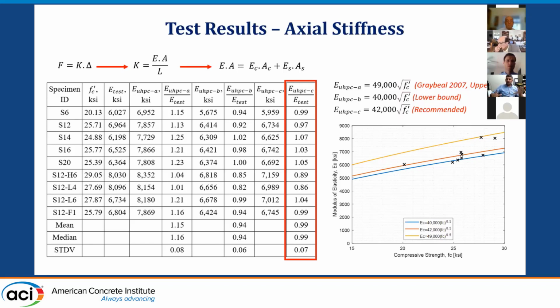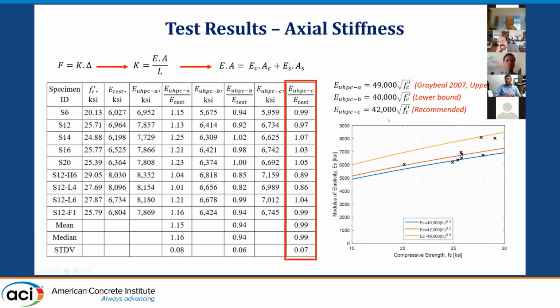These were based on, I think, hundreds of cylinders. So it's a lot of data, but we wanted to check if this applies at the column scale or not. And we found that this is more like an upper bound. So we wanted to test a couple of other values. We went with 40,000 square root f'c, and we found that this is more like a lower bound.